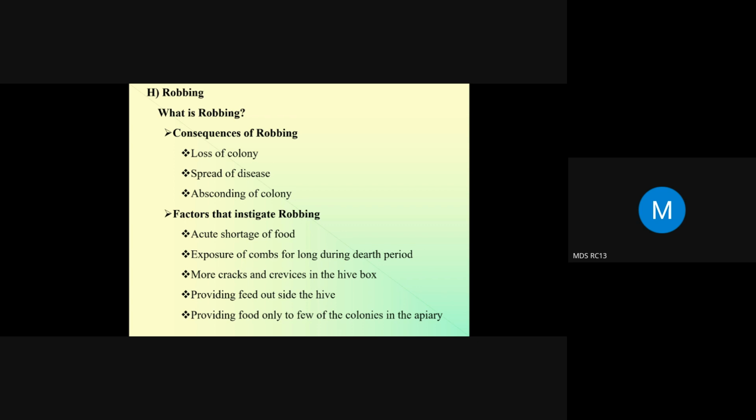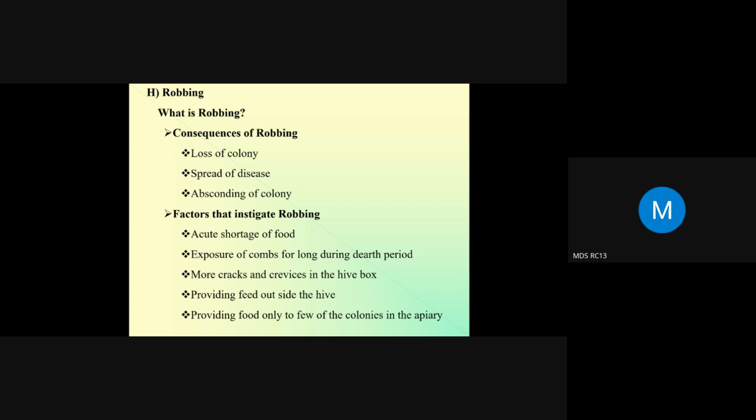Factors that instigate robbing. Why does it happen? Acute shortage of food happens if the robbing continues. Exposure of combs for a long duration in the dearth period. If the combs are exposed during the dearth period, that is, the entrance is weak, then robbing happens. More cracks and crevices in the hive. If more entrances are found, robbing happens. Providing feed outside the hive.